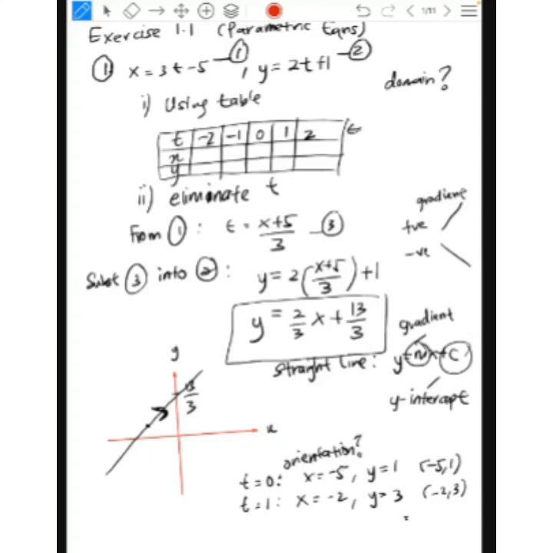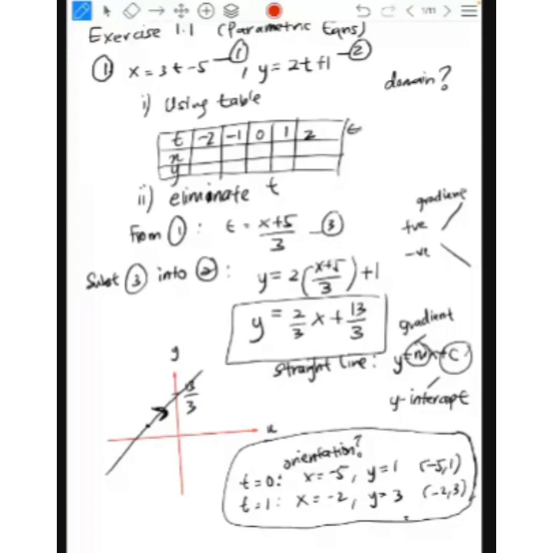Excuse me, doctor. Yes. When the question doesn't say which method, do we use elimination and then the table? No, you can use any method, just one method. If the question doesn't ask you to use any method, actually you can use this one. I didn't use a table. This one is to find the orientation only. To find the orientation, you can take just 2 values of t, enough.